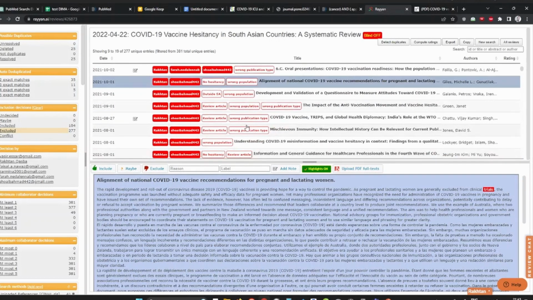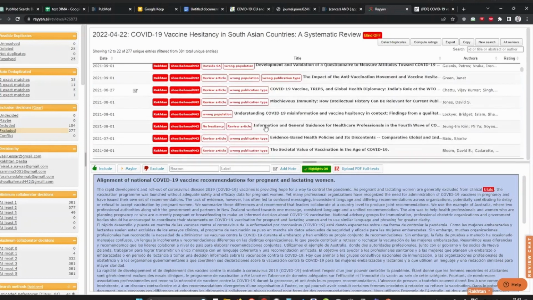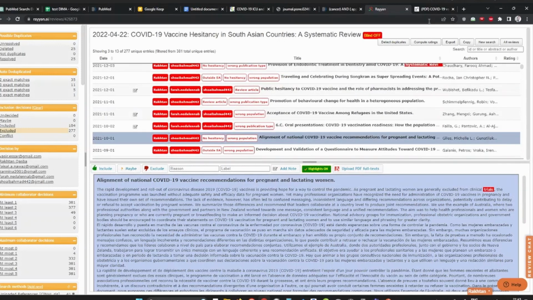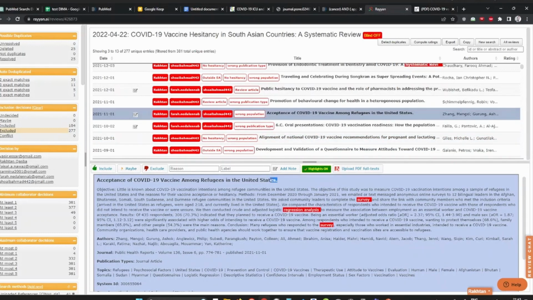So we did build an inclusion criteria for this. This is the paper on vaccine hesitancy in South Asian countries. This was a simple narrative review, it's not a systematic review. What we did here is we don't want any population outside South Asia. So if any paper is talking about the United States, for example, we are removing that paper.